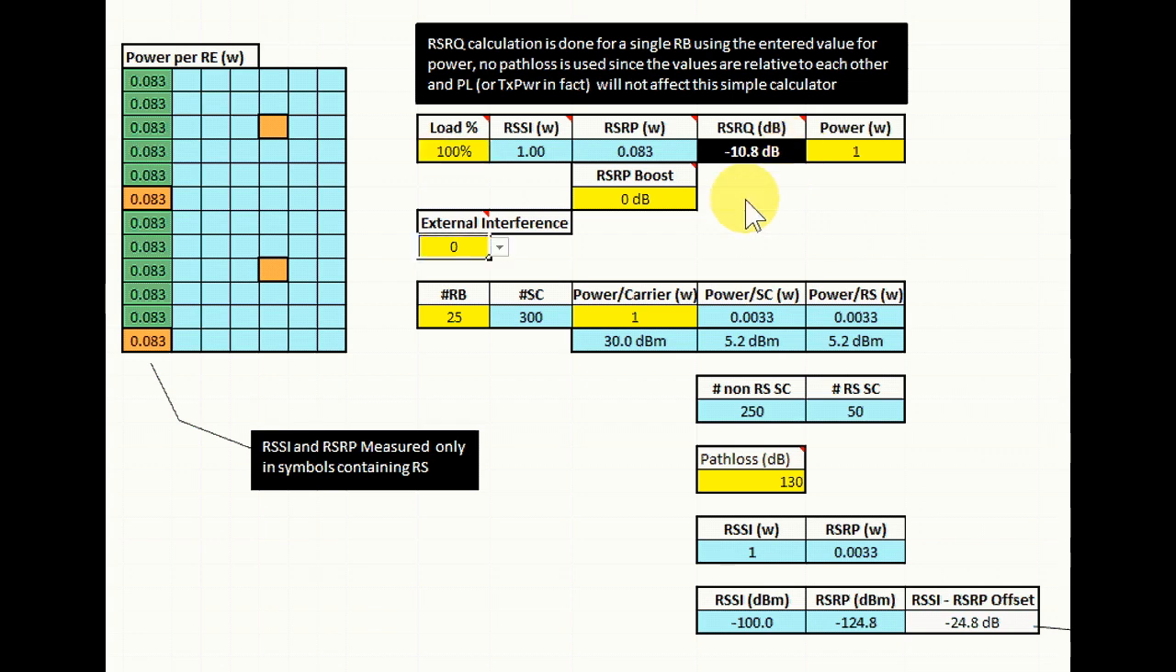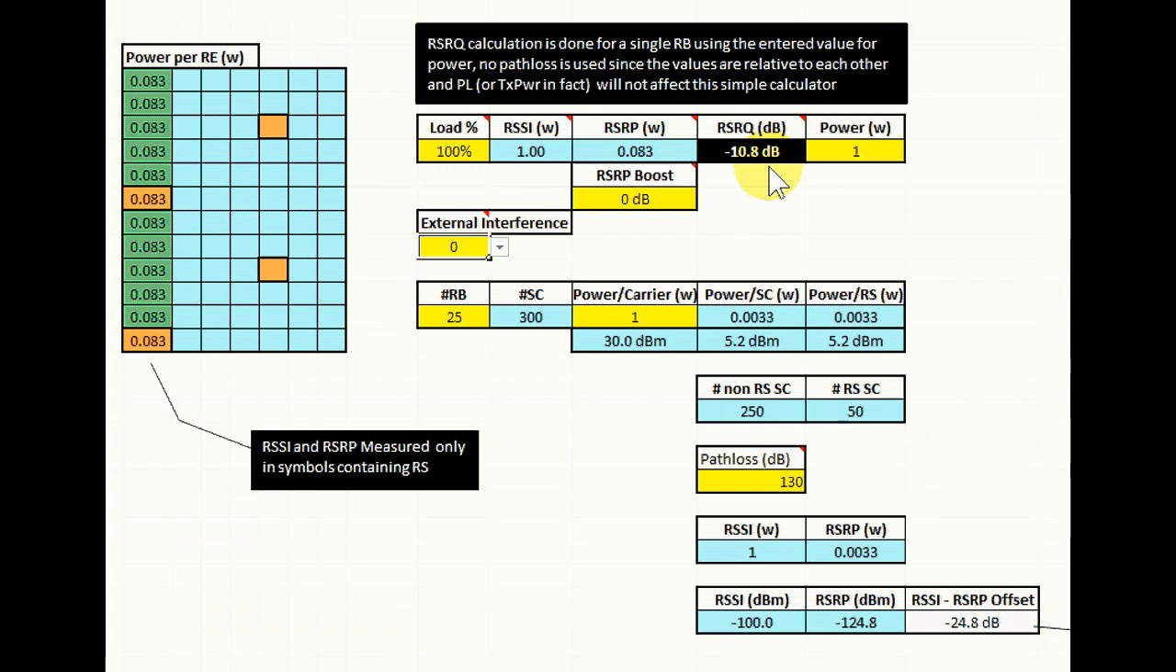So in the presence of only a serving cell, where we're effectively discounting the presence of any adjacent cells, and that serving cell is loaded at 100%, the range of RSRQs that we'd be looking for would be no worse than about minus 10.8.